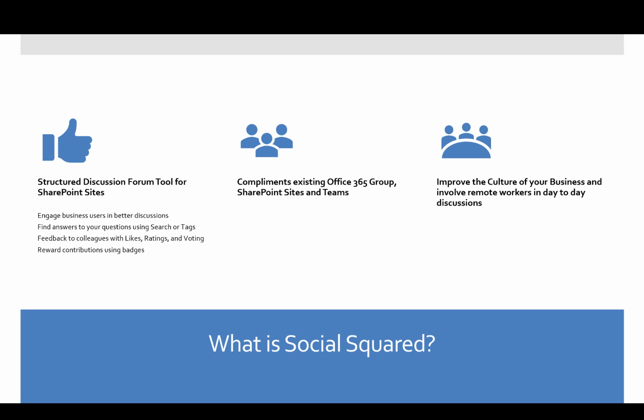And the features that it gives us, we have the searching, we have tagging. You can provide feedback to colleagues through likes and ratings and voting, and you also get rewards through badges for users' contributions. So if people mark posts as answered or anything like that, or provide feedback in any way, or create posts, then you will receive points, and points make badges. So that helps to encourage your team to get more involved within Social Squared throughout the organization.